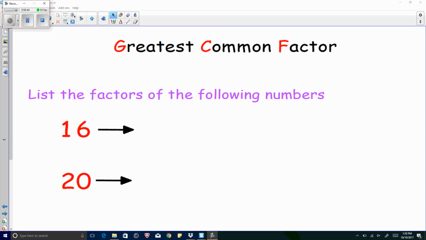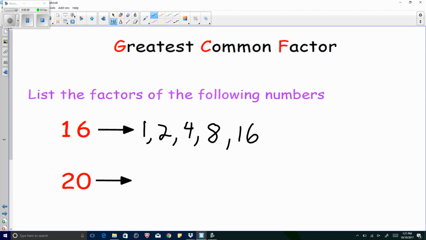Our second topic on the quiz is greatest common factor. So to do a problem like this, we list out the factors of the 2 numbers, or 3 numbers, or 4 numbers, or however many I ask you. So the factors of 16 are all the numbers that go into 16. So those are 1, 2, 4, 8, and 16. The factors of 20 are 1, 2, 4, 5, 10, and 20.